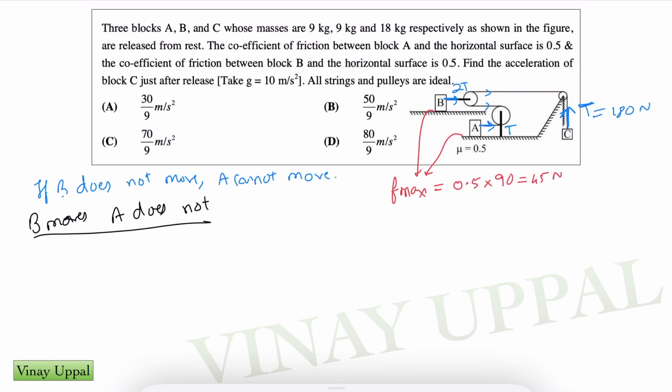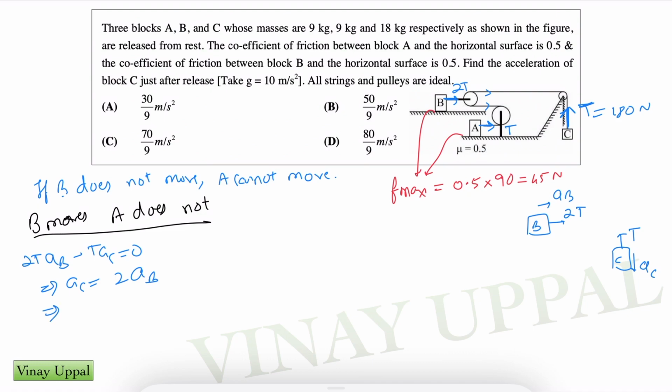So if B moves and A does not, I can write my constraint equation as follows. B has a force of 2T, C has a force of T. Let's say acceleration of B is this way, acceleration of C is downward. Using the virtual work method, 2T times a_B minus T times a_C should be 0. So acceleration of C is twice the acceleration of B. Now the acceleration of C: I have mg downwards, so 180 newtons is downwards. So (180 minus T) divided by 18 is the acceleration of C.